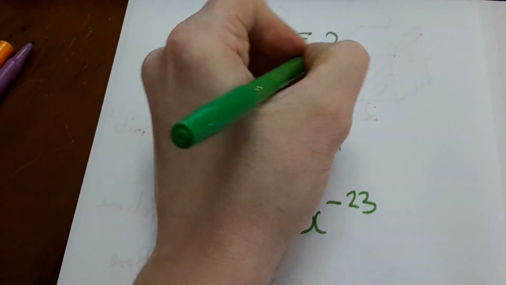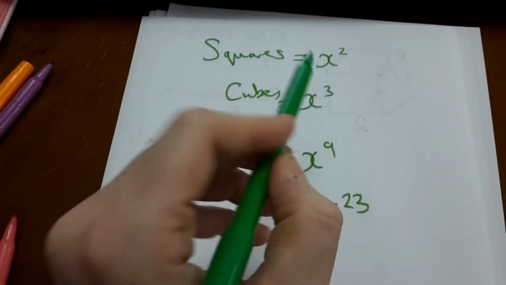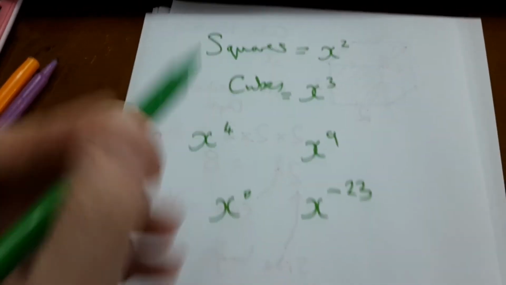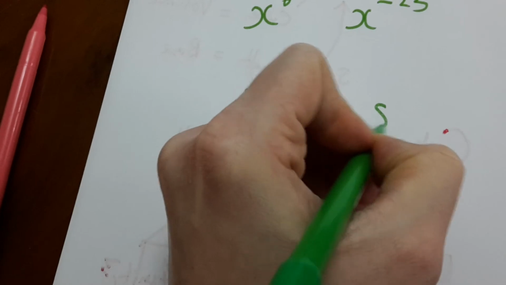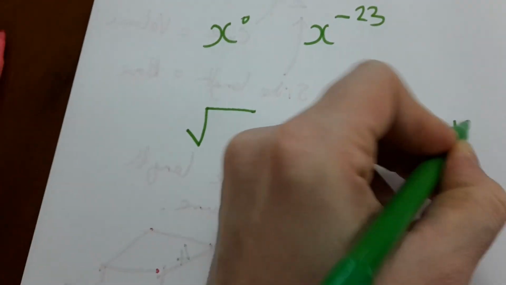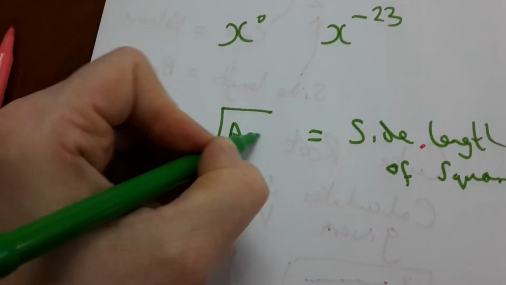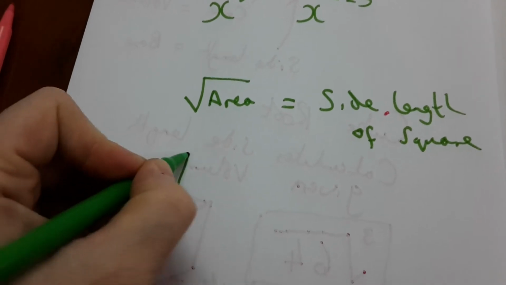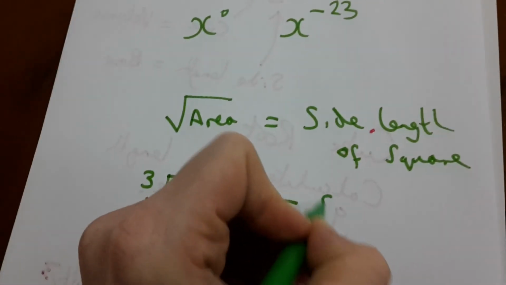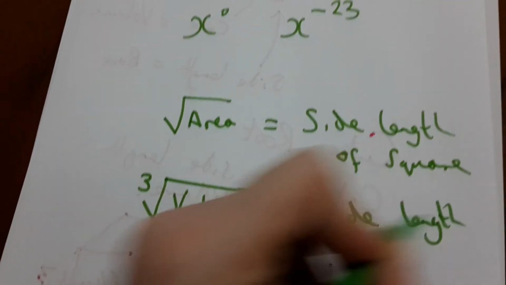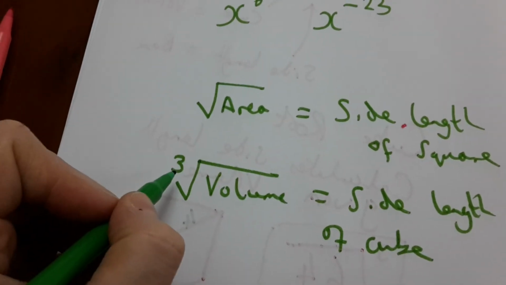Or a square number is x to the power of 2, because that gives you the area of a square. And a square root looks like this, and that tells you the side length of a square when your area is inside, and a cube root gives you the side length of a cube when the volume is written inside the cube root.